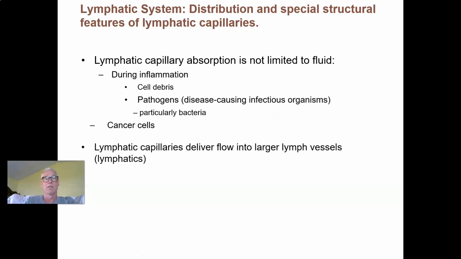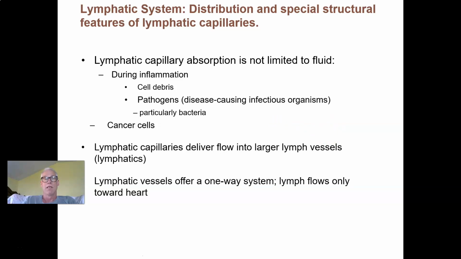within the lymphatic system. So the lymphatic capillaries deliver their fluid, their lymph, into larger vessels and eventually into ducts. But the larger vessels, all these lymphatic vessels, contain valves, so the fluid can only flow in one direction back towards the heart. It's a one-way system as opposed to the cardiovascular system, which is a loop. So there's valves in there to help control the directionality of flow.